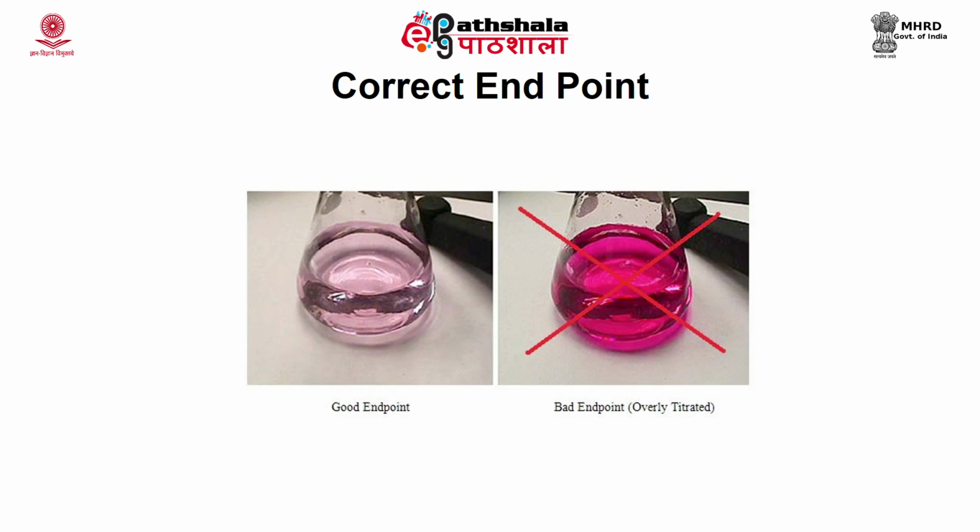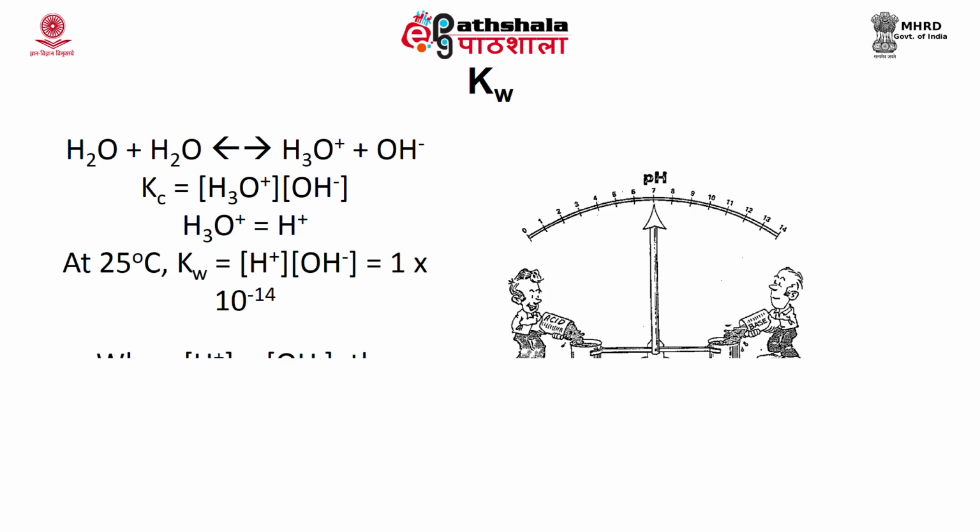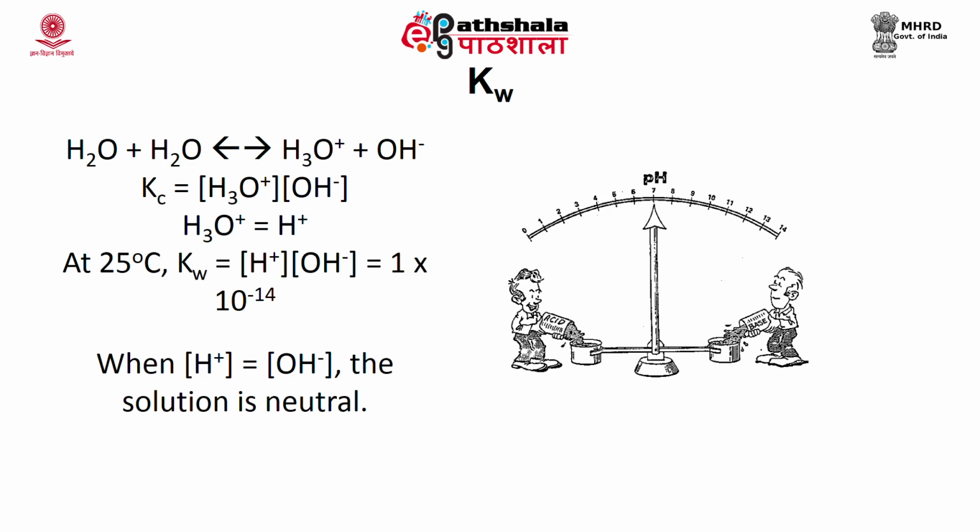Titration errors with indicators. There are two types of titration error in acid-base indicators. Determinate errors are those that occur when the pH at which the indicator changes color differs from the pH at the equivalence point. It can usually be minimized by choosing the indicator carefully or by making a blank correction. So this slide shows the difference between a good endpoint and a bad endpoint, because in the bad endpoint, the solution is over titrated, meaning an extra amount of base has been added to the solution.